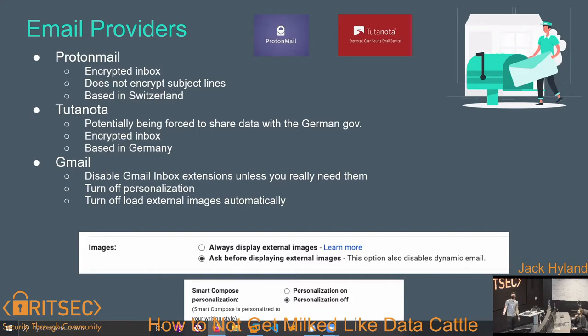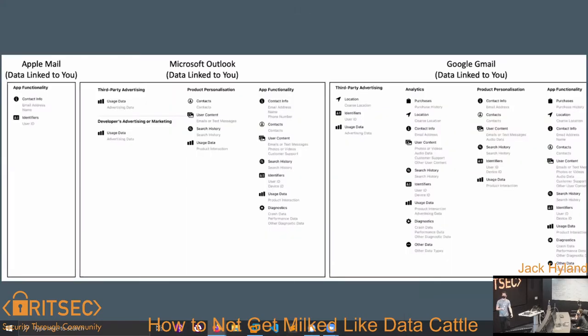Email providers, pretty important. There's ProtonMail and Tutanota, which are the two big ones. They both have encrypted inboxes. You can turn off personalization in Gmail, make it a little bit better, but those two are kind of the standard. This is the same guy, who put all this stuff for the web for the email clients on iOS.